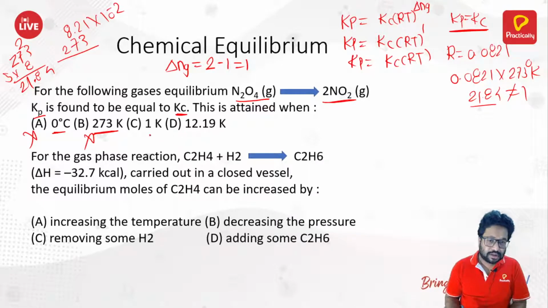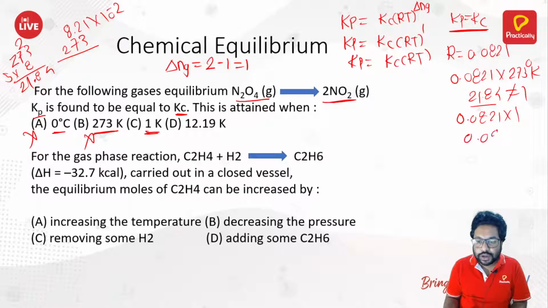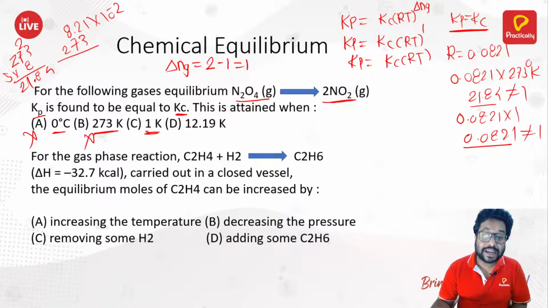Third option is 1 Kelvin. Now what does 1 Kelvin mean? That means the value is 1. So if you multiply 0.0821 by 1, it becomes 0.0821 only, which is surely not equal to 1, right? So that will not make Kp equal to Kc. That means that option also goes. So in the exam, ideally, if you don't get A, B, C as right answers, that means the answer has to be D.